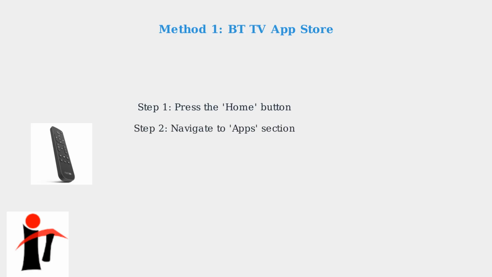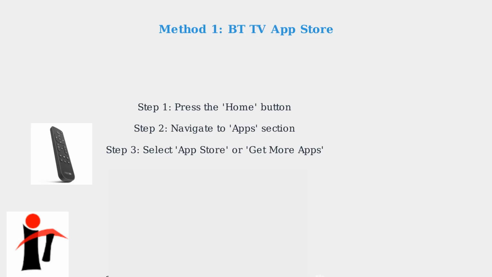Step 2. Navigate to the Apps section. You'll see this in the main menu interface. Look for the Apps option and select it using your remote. Step 3. Select either App Store or Get More Apps. This will open the BT TV App Marketplace, where you can browse available applications.